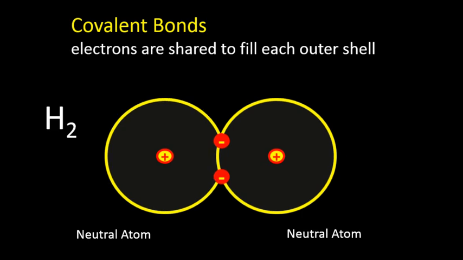So here again is the covalent bond, and these 2 atoms are held together by the attraction between the nucleus and the electrons. So the attraction between the positive nucleus and the negative electrons makes this covalent bond.